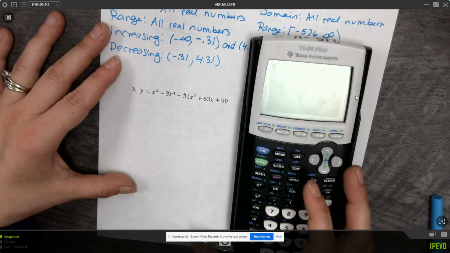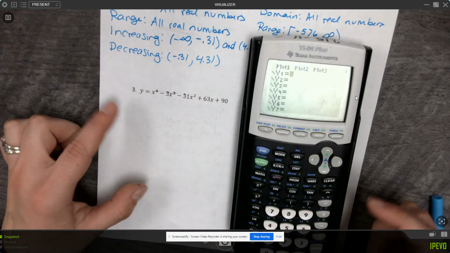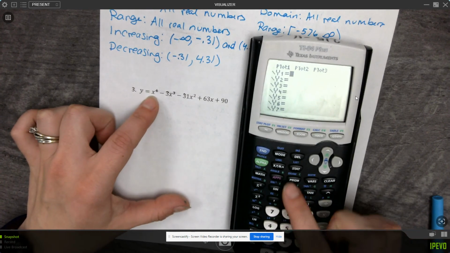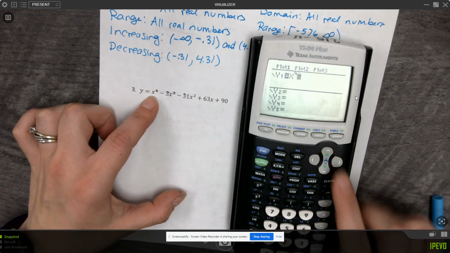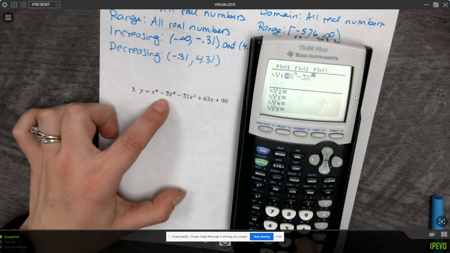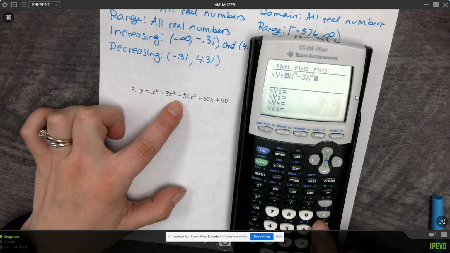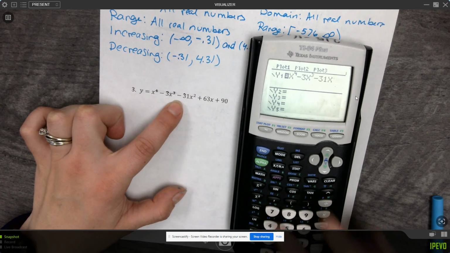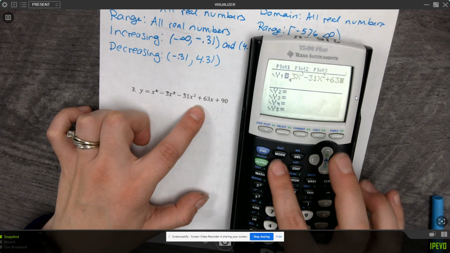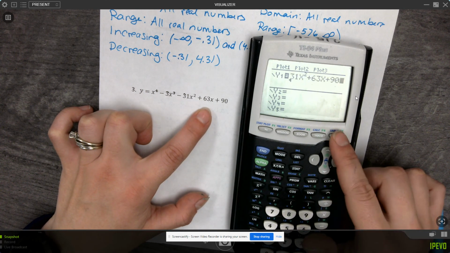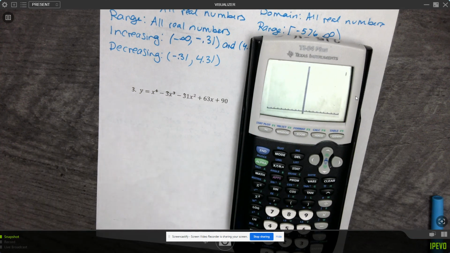All right, continuing with your last two examples here. So back to your y equals, or continue if you're still there. X to the fourth, remember to drop out of your exponent, minus 3x to the third, drop out of your exponent, minus 31x squared, plus 63x, plus 90. Hit graph so we can see what we have.